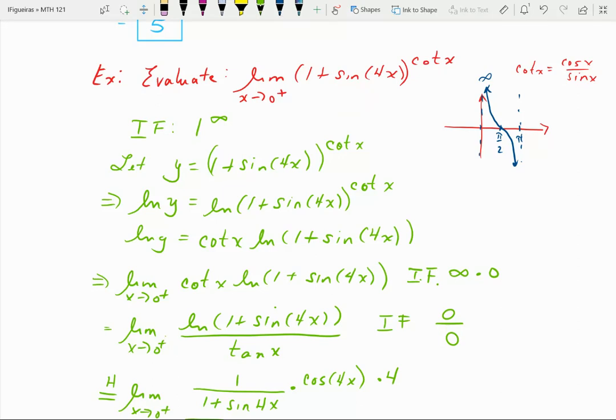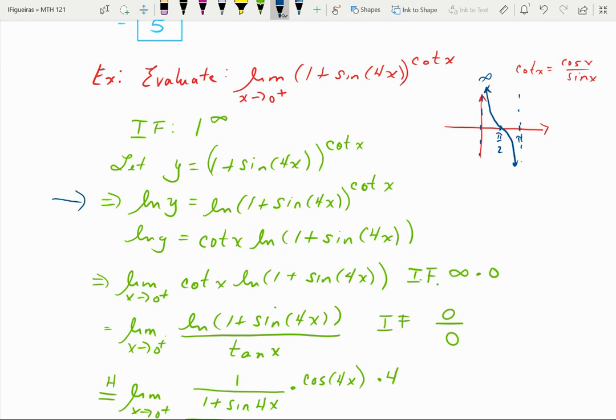So with these types of limits where you have 1 to the infinity, you're going to want to use your natural log function in order to move the exponent out of that position. So we're going to use a little trick here. We're going to let y equal the expression that you're taking the limit of, and then you're going to take the natural log of both sides. So I have ln of y is equal to ln of 1 plus sine of 4x to the cotangent of x.